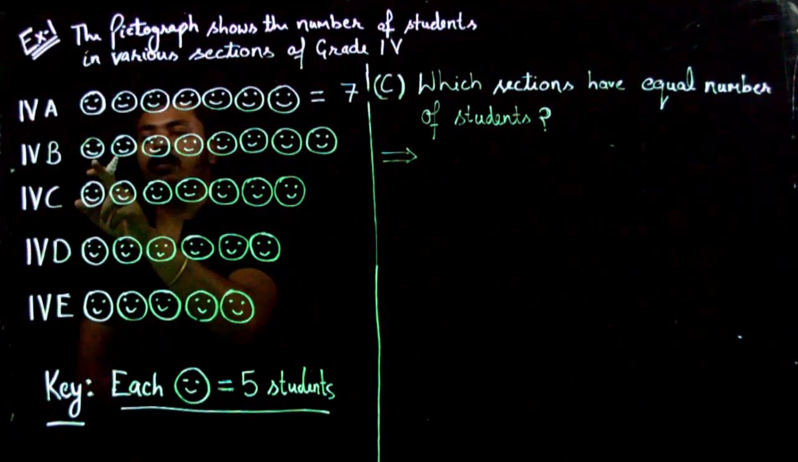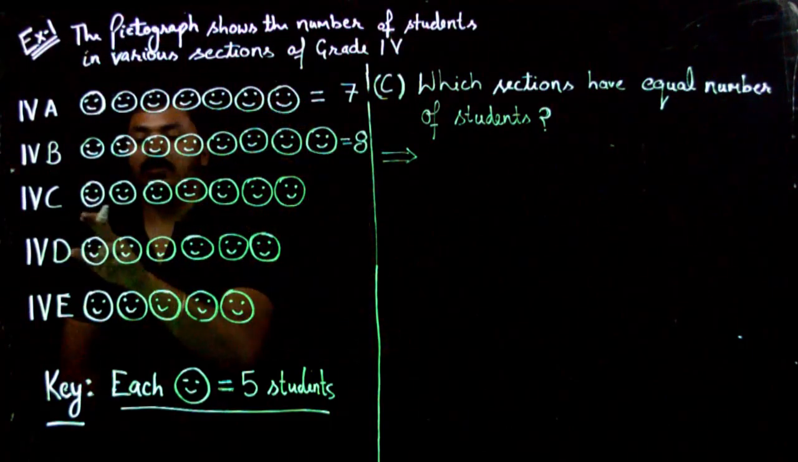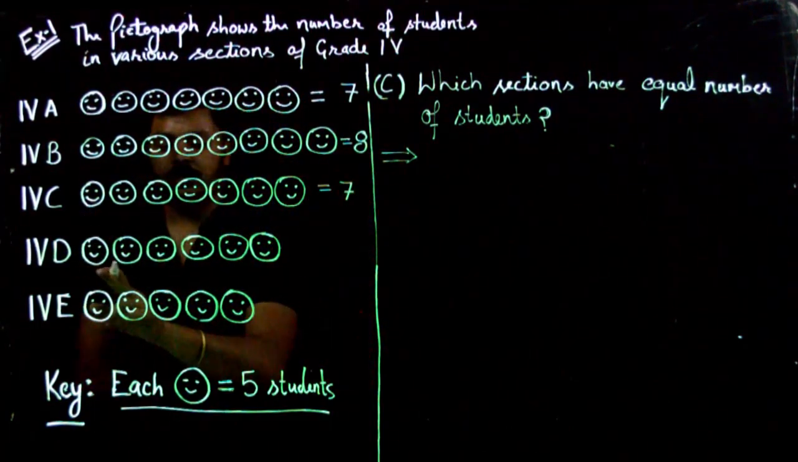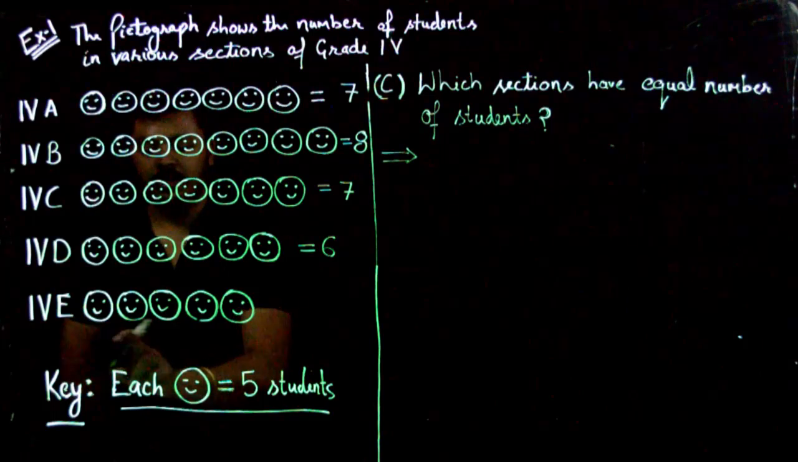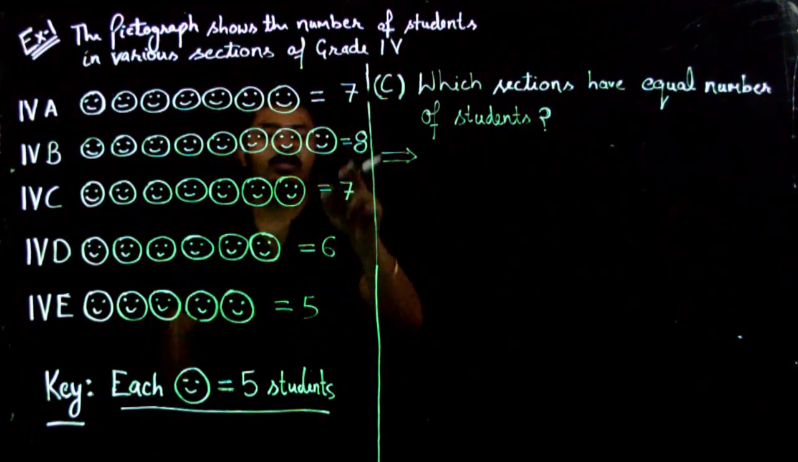7. Number of symbols in section B, 1, 2, 3, 4, 8. In section C, 7. In section D, 6. And in section E, 5. So as you can see, section A and section C have equal number of symbols.